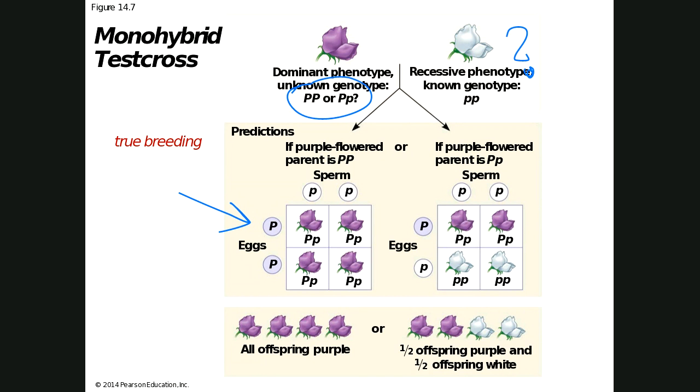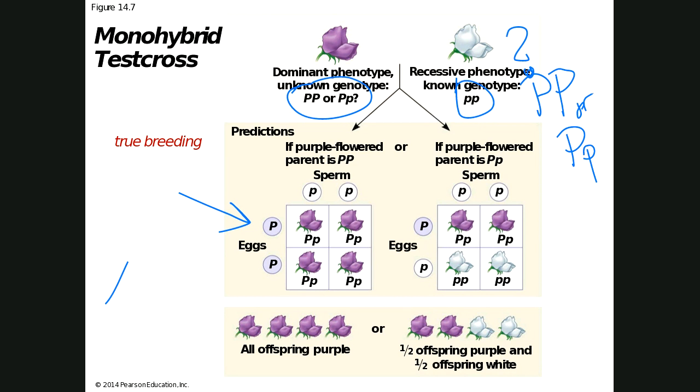So we're not going to add another variable to cross it to. In other words, we're not going to cross a purple flower to another purple flower, because guess what? That could be this, or there's the variability part. It could be this. So you're going to pick a control that is not variable. The white flower, you know what its alleles are. Does it make sense?